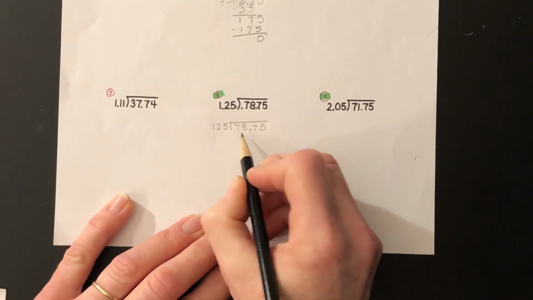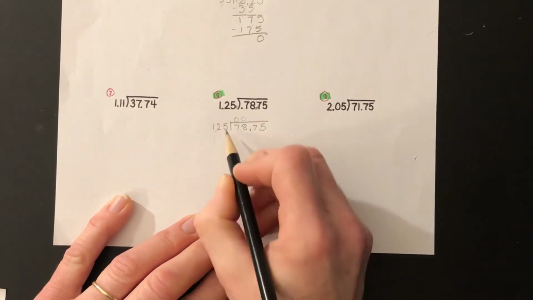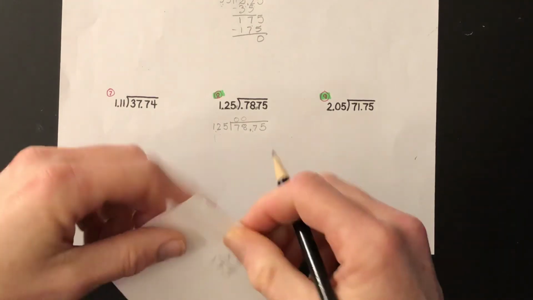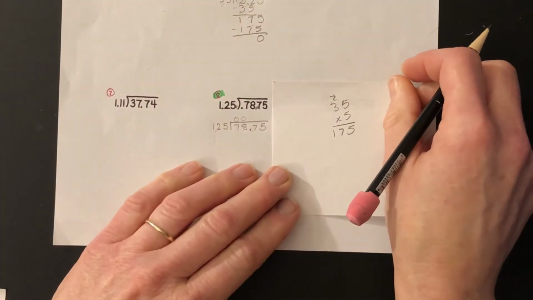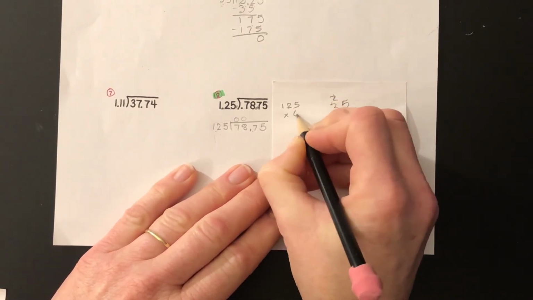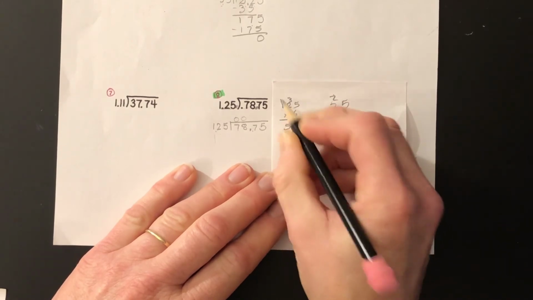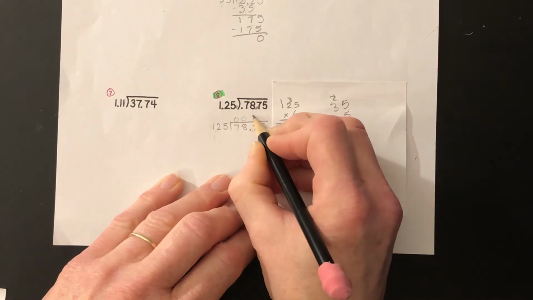So let's see. It does not go into 7. It does not go into 78. It does go into 787. I am going to get my little scrap paper out. And I'm going to try 6. 125 times 6. Oh, that worked. 750. Good guess.